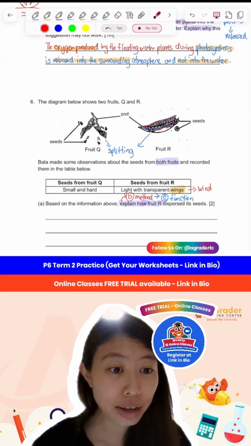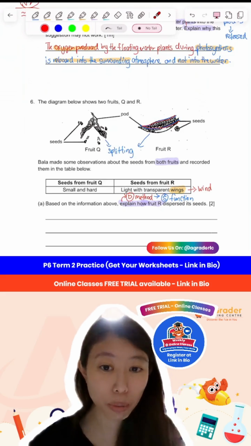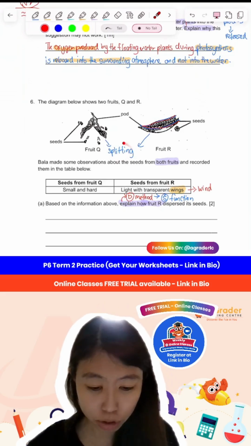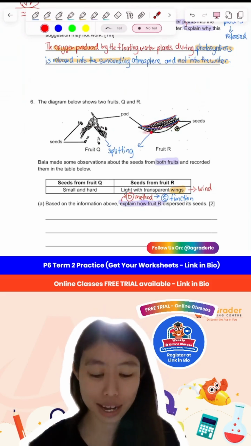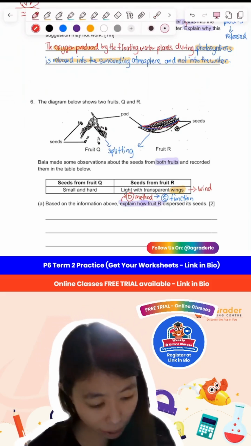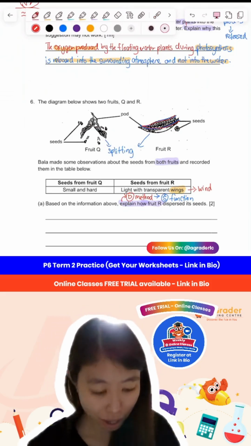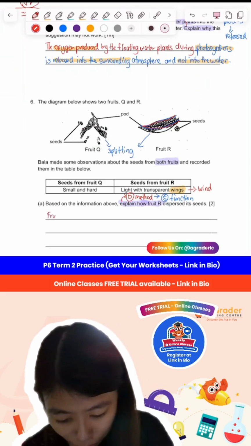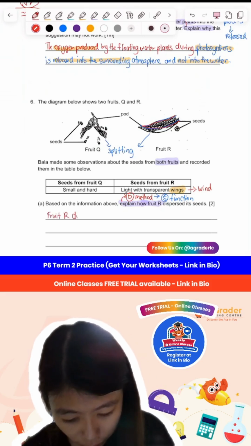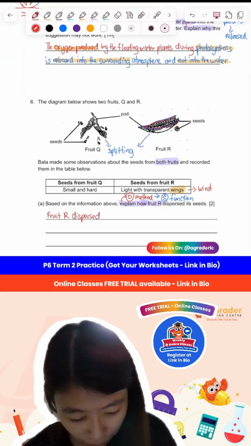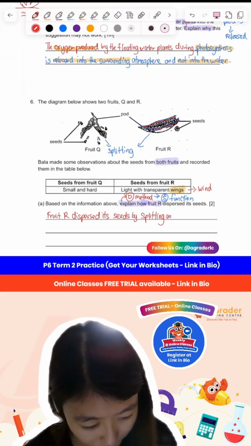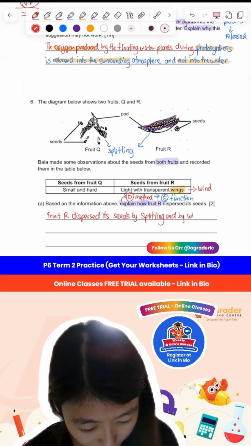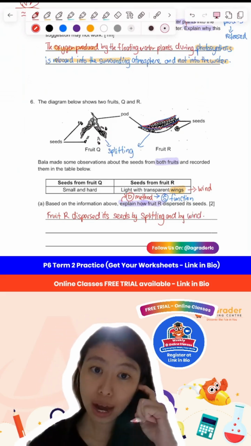Yes, but you talk about only one thing. You need to talk about the splitting part also. So mention the structure. It has a pod-like structure, or you could also say it has lines of weakness. I'm going to write that down first. Let me describe the seed first. So I can say that fruit R disperses its seeds by splitting and by wind.